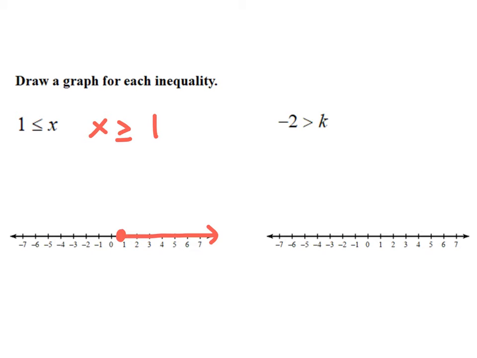We're going to rewrite our inequality here. So we put k on the left side and -2 on the right. And since the inequality symbol is open towards the -2 originally, we're going to open it towards the -2 for our new graph. So we find -2, use an open circle since we don't have the line beneath it, and we're going to draw our arrow.